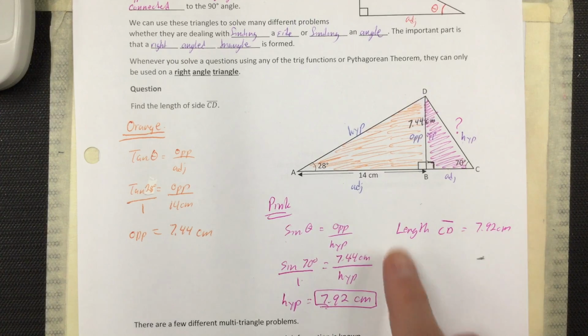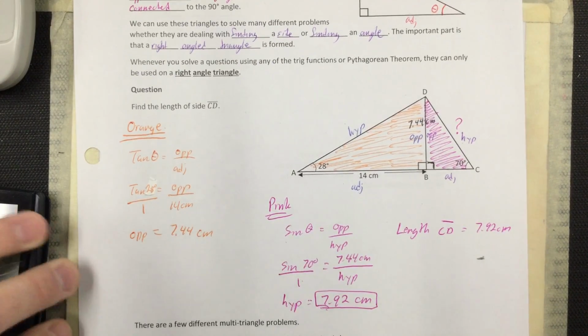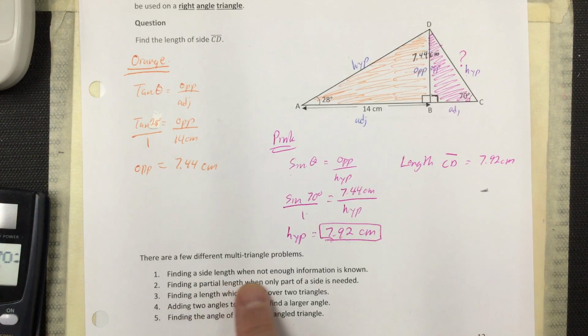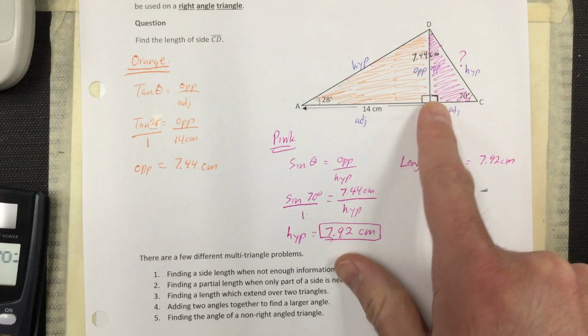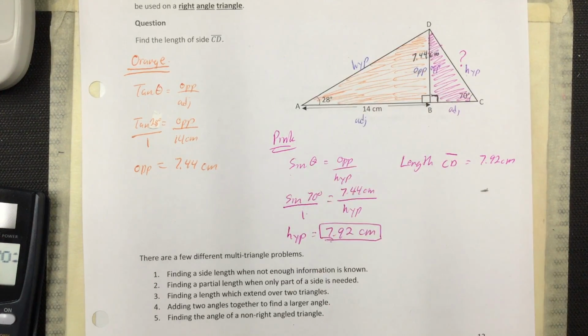Now, this is one way of doing a two-triangle problem, and we're going to take a look at a few more examples coming up. There's a list here of some different ones that we could have. First, finding a side length when not enough information is known. We didn't know the opposite side to find the hypotenuse, but we could solve for that later on. We might need to find a partial length when only part of a side is needed. We'll see an example of that coming up.